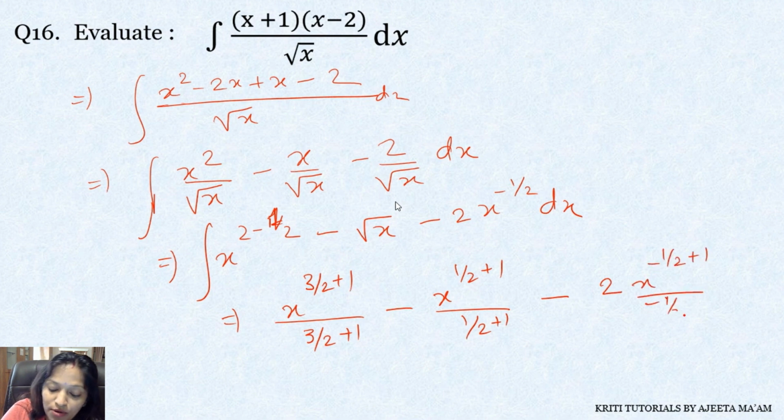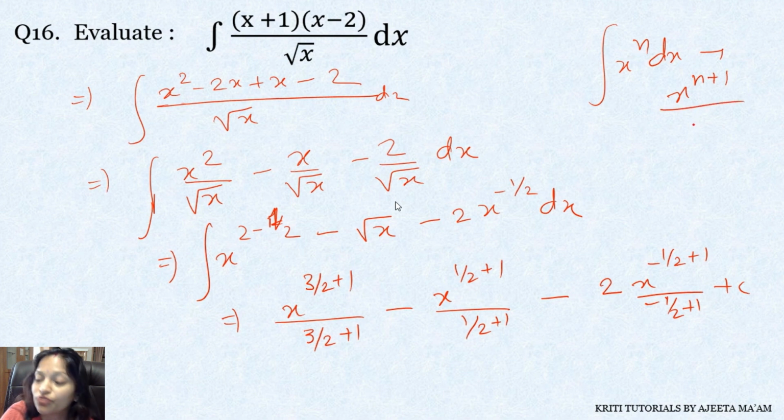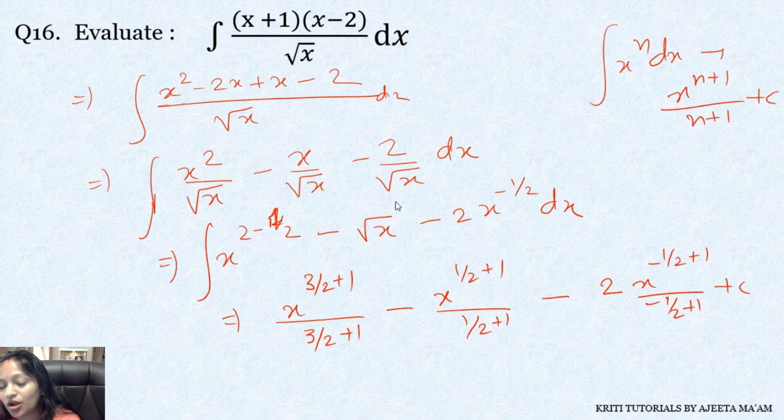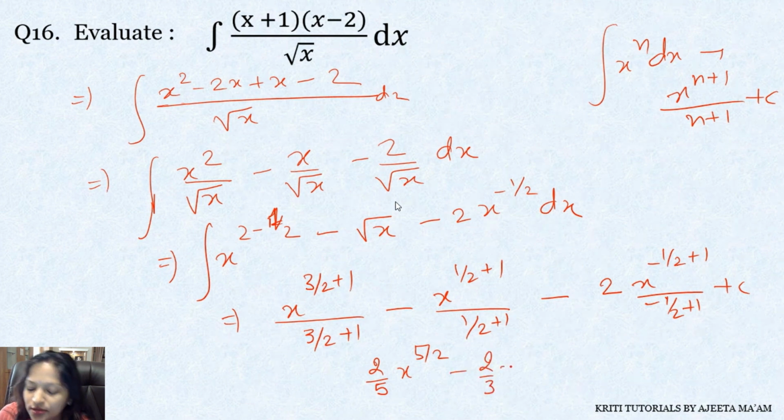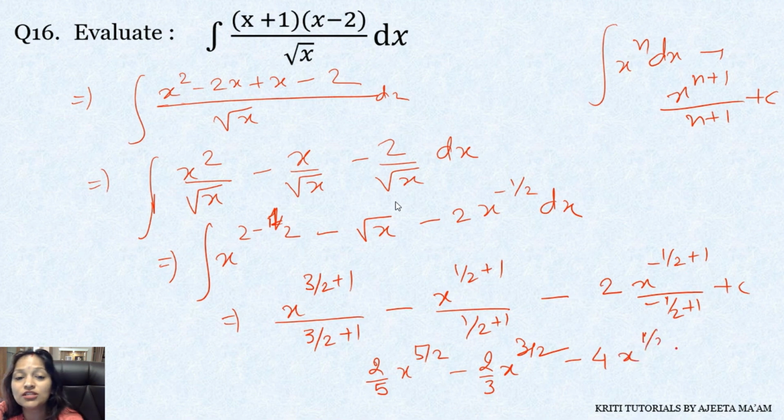Now who will tell me which formula we are using? X raised to n. Yes, very good. So x raised to n plus 1 upon n plus 1. This is the formula we are using here. So now let's move on. So x raised to 5 by 2, and here it becomes 2 by 5. Now here we get x raised to 3 by 2, right? So here we get 2 by 3, and here minus half plus 1 is positive half, so here we get minus 4 x raised to half plus c. So this is the answer, based again on the power rule only.